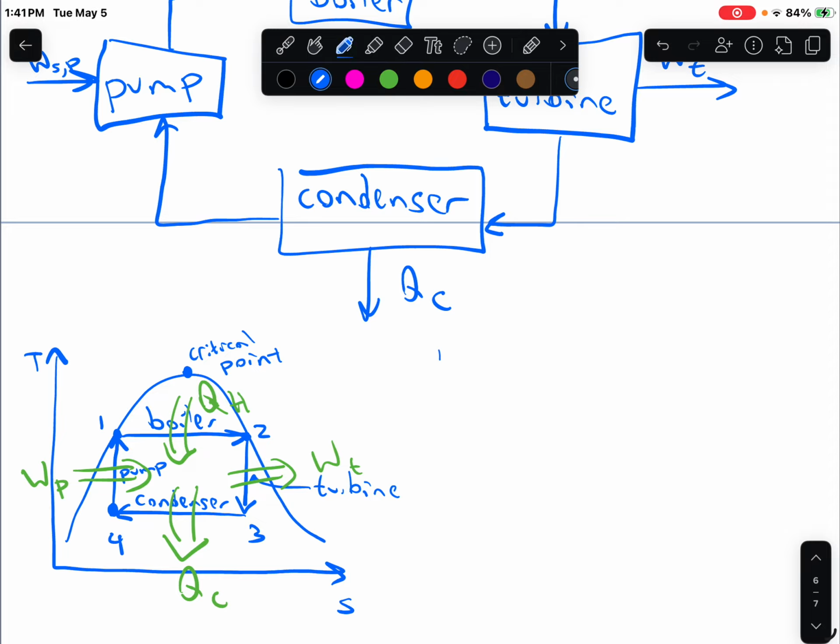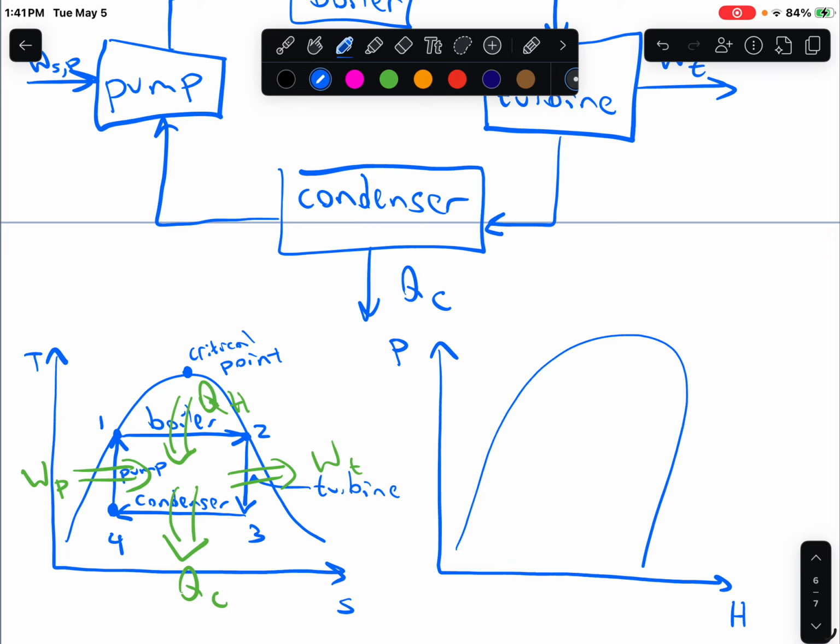Let's also look at this from the point of view of a pressure enthalpy diagram. So the two-phase region tends to look like that. The critical point may be over here. Saturated liquid. I should actually label these. This is liquid, vapor, and this is liquid plus vapor.